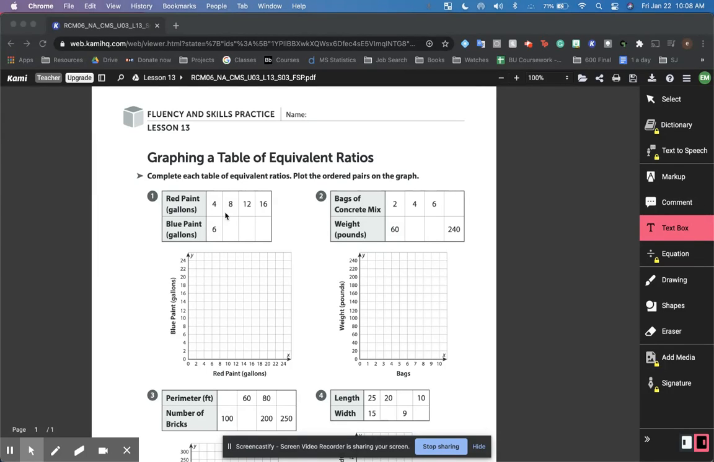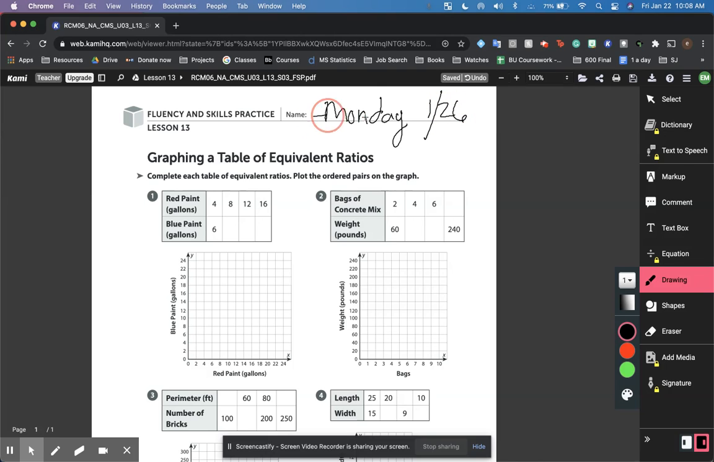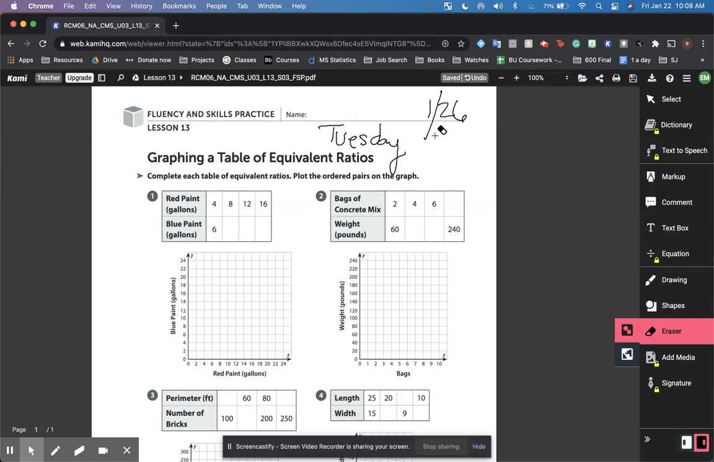Hello, everybody. I'm going to go over the answers to this worksheet that you are supposed to be doing over this weekend. This is due on Monday, January 26th. And actually, it's Tuesday because there is no school on Monday. So I'm going to go over this. It shouldn't take too long.